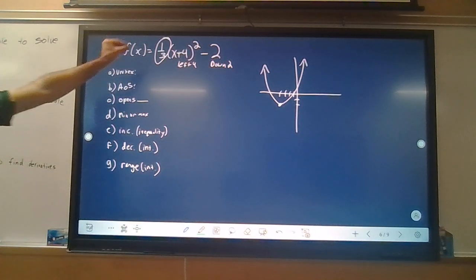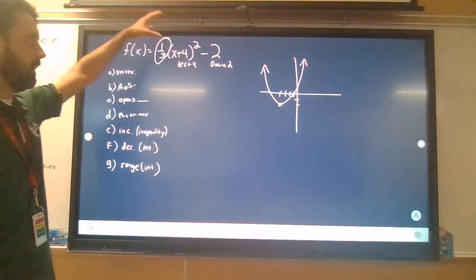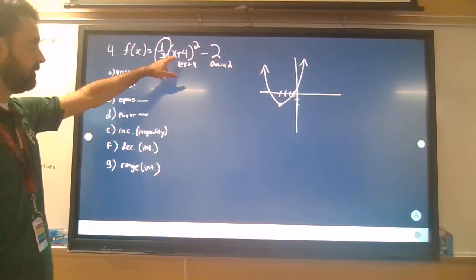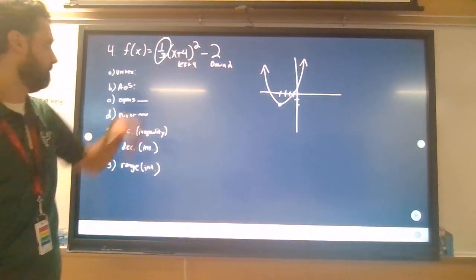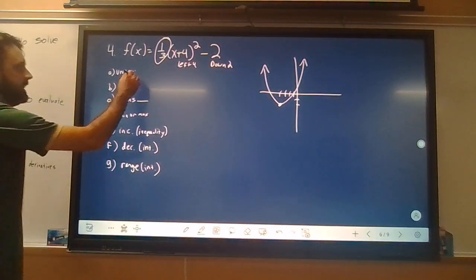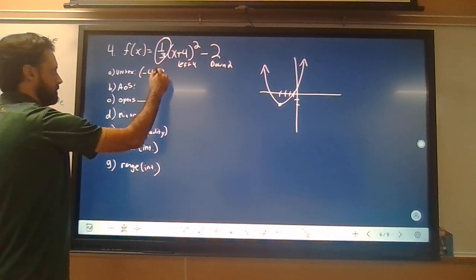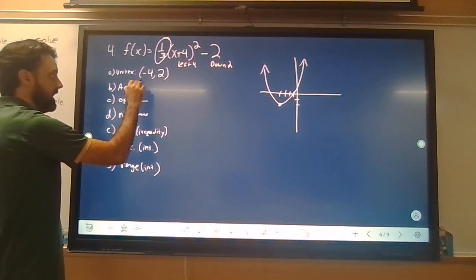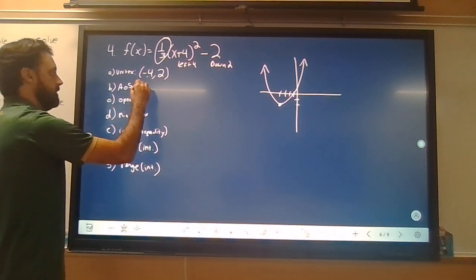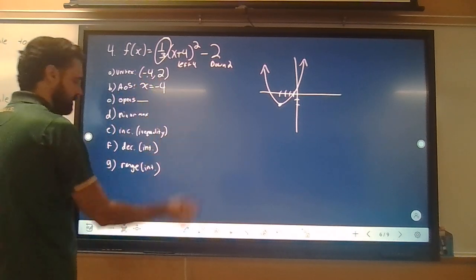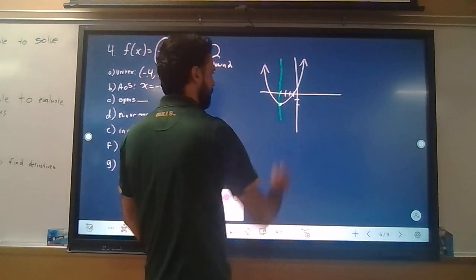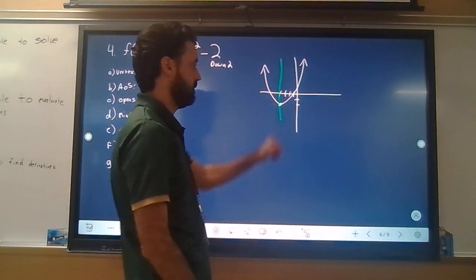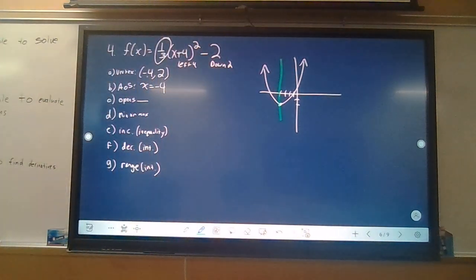We could go step by step like we did on the last ones, but just to get a quick graph, vertex form, left 4, down 2. So our vertex is at -4, -2. The axis of symmetry is always the x-coordinate of the vertex. We just take that value, x equals that, because it's the line right there, which is the line x equals -4. That's our axis of symmetry.